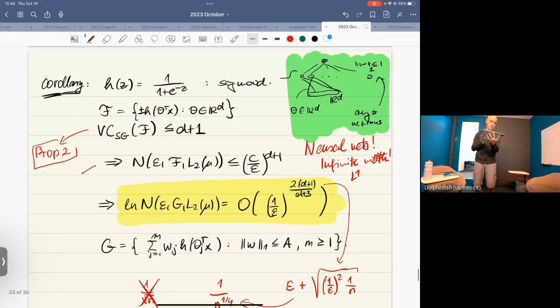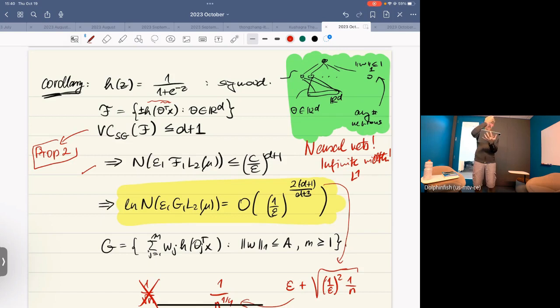And how far did we get? So far, we were talking about these guys, the linear ones, and how their metric entropy behaves, or if they are transformed by a monotonic transformation that doesn't increase the VC subgraph dimension.